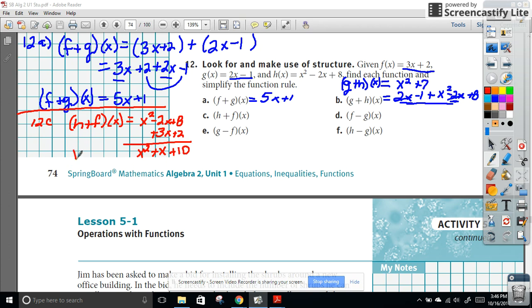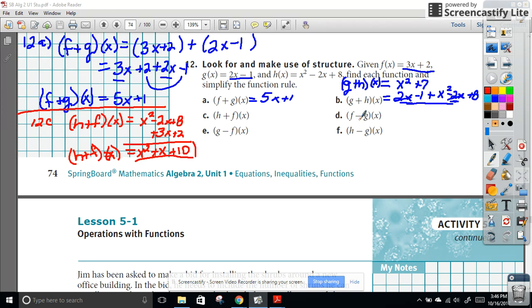And so h plus f of x is equal to x squared plus x plus 10. Okay, so that was C. Now I'm going to do D.